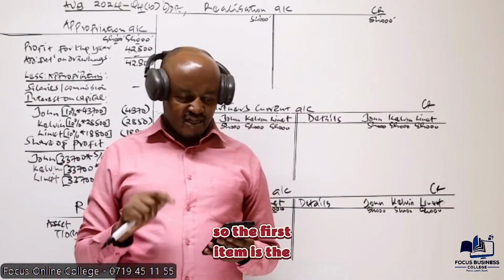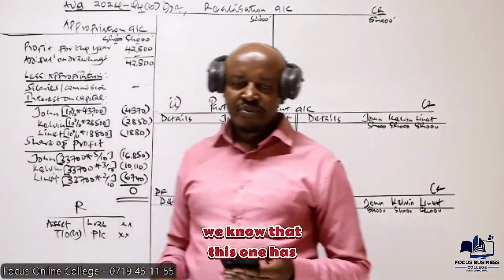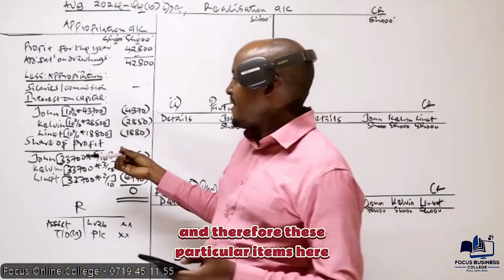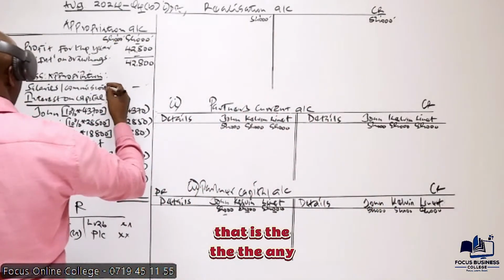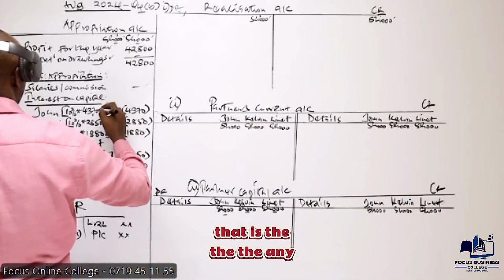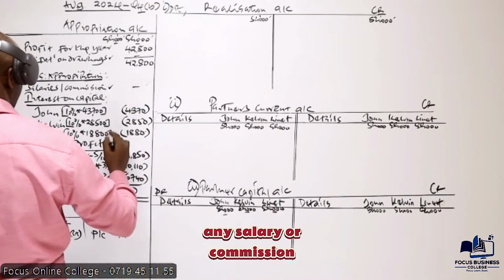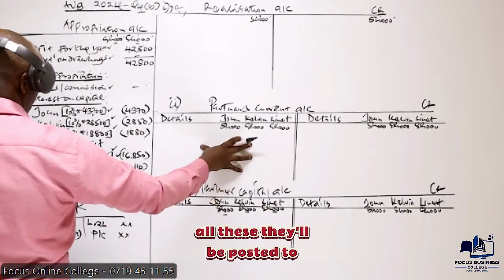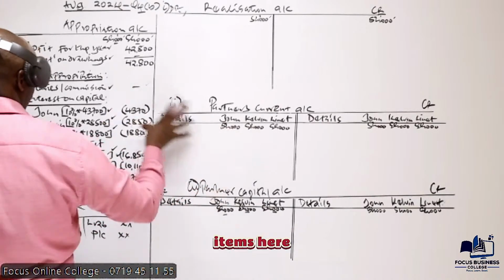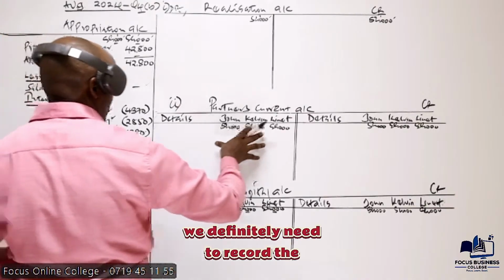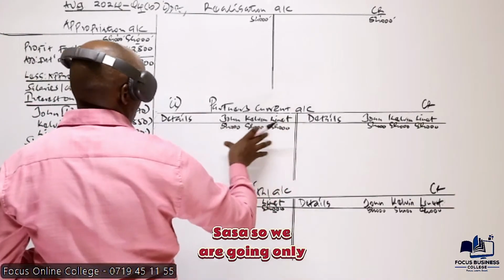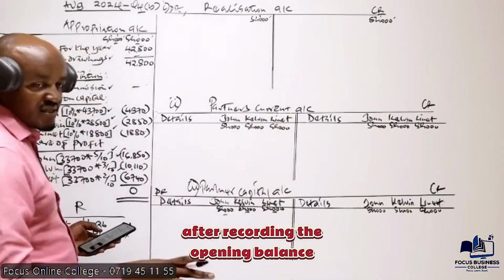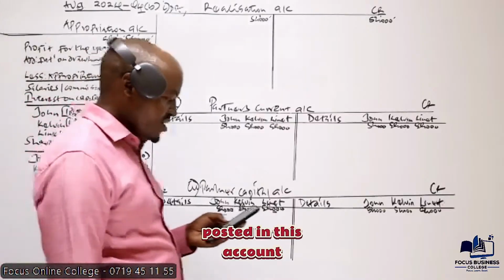So the first item is the net profit. Now, this net profit, we know that this one has been shared among partners. And therefore, these particular items here, that is any interest on drawings, any salary or commission, any interest on capital, and the share of profit, all these will be posted to this account. But even before you post these items here, we definitely need to record the opening balance here. So we are going to post this one here after recording the opening balances. But all these items will be posted in this account.